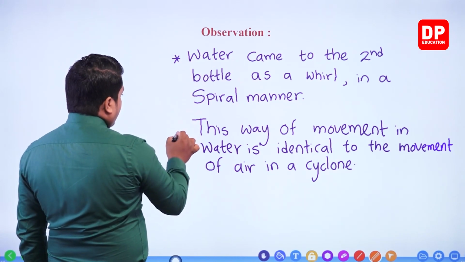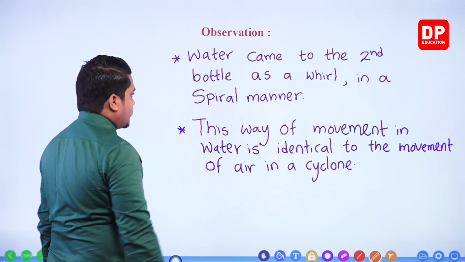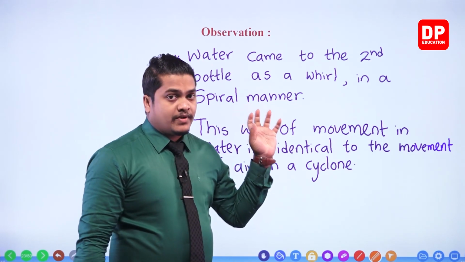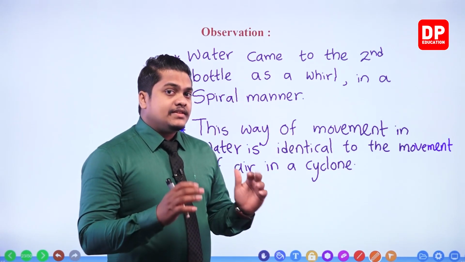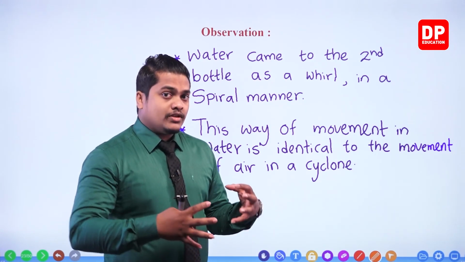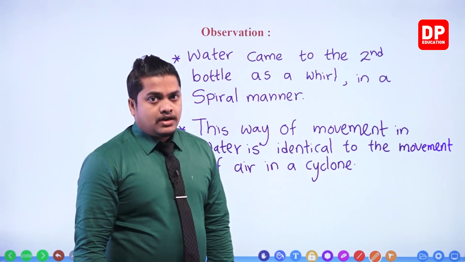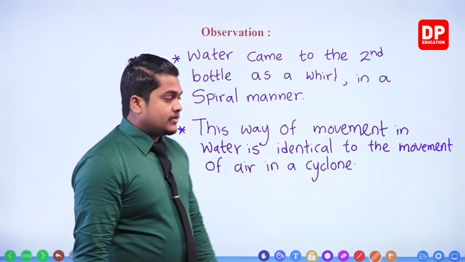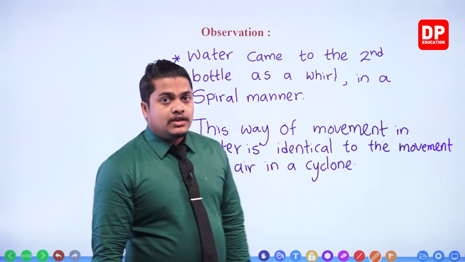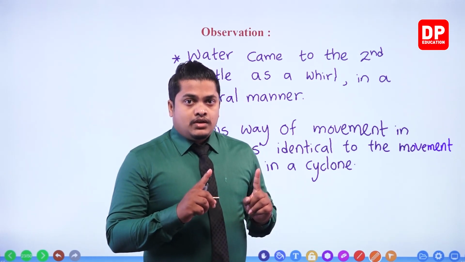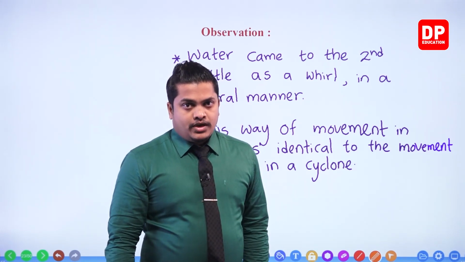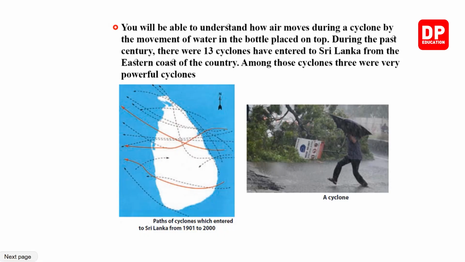So we clearly observe how the water flows in a spiral manner to the second bottle. According to this way, in a cyclone also, air particles are going to travel down, right? Okay, then I hope that you got the idea how the air particles move from one place to another in a cyclone. So my dear children, we have understood how the air moves during a cyclone by doing the experiment.